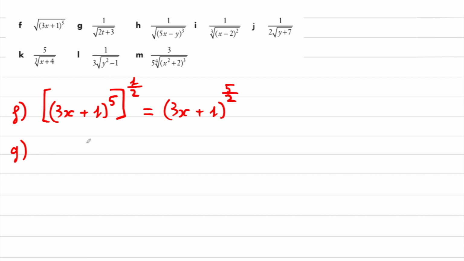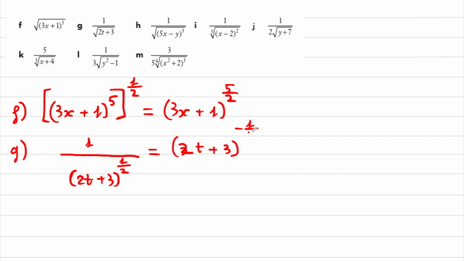About G here, I will have the power of the denominator as 2t plus 3. From the square root, I can convert this to 1 over 2, but all these indices are the denominator of this fraction. So I want to convert this into a single index. I will get 2t plus 3 and then minus 1 over 2. Convert from the denominator to the numerator, and that changes the sign of the power number from positive to negative here.